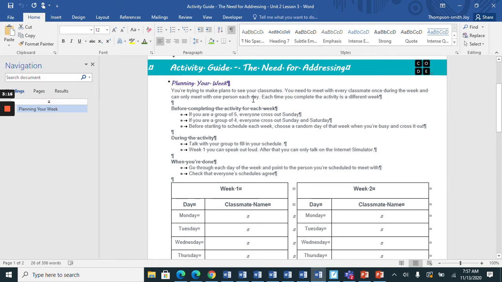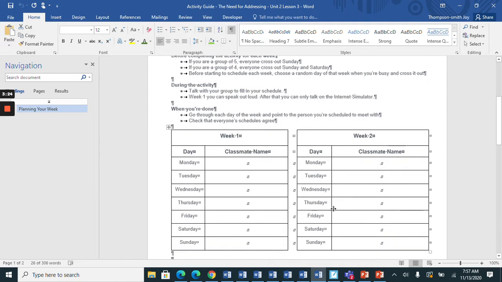It says you're trying to make plans for your classmate. Don't need to read that again. And before completing the activity guide, these are the things you should do. So you're going ahead and this is what you're working with. This is what you're submitting eventually. You're working on week 1.